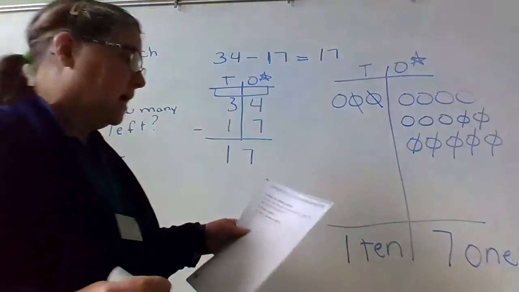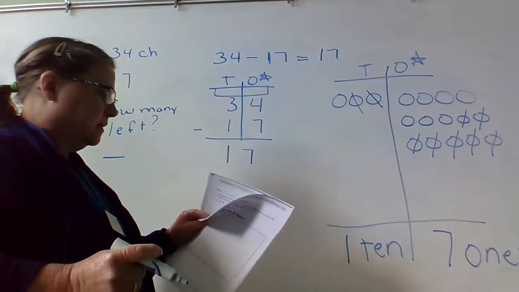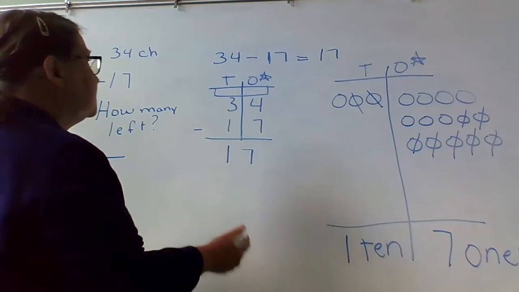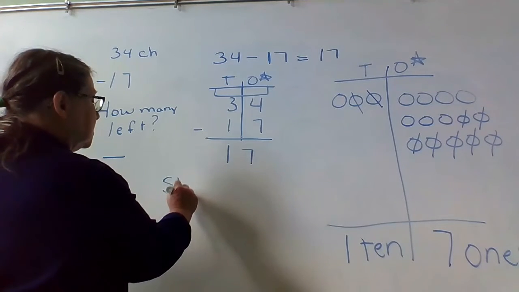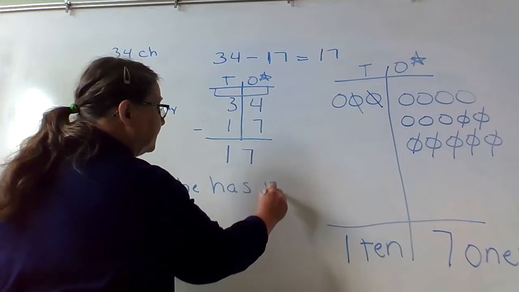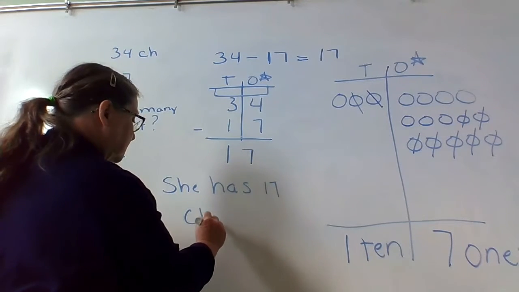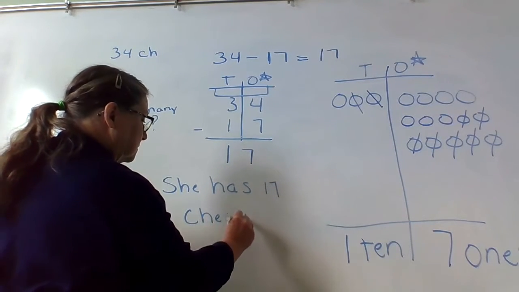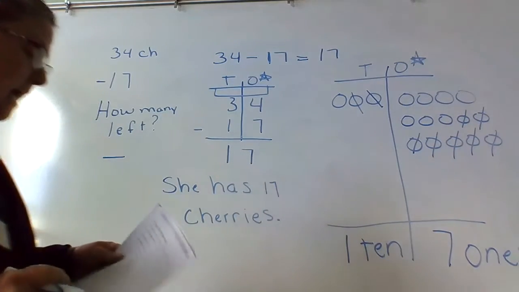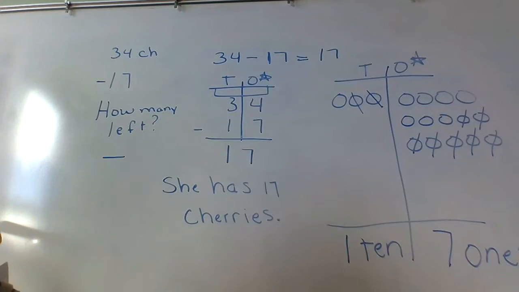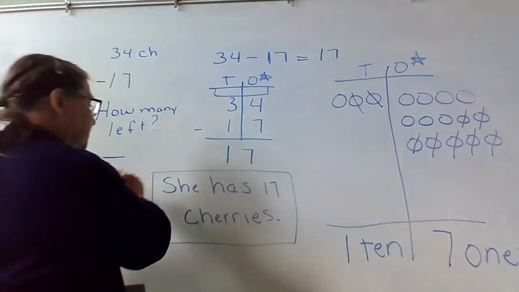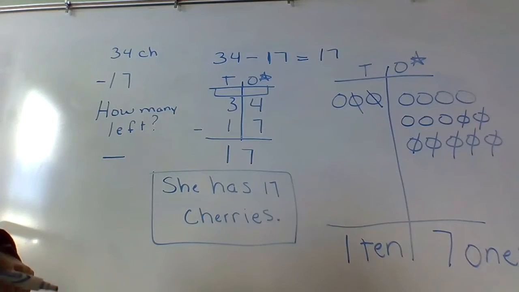So on the back side, you can write your sentence. She has 17 cherries. And that would be my sentence. She has 17 cherries. So that is my sentence that you can write on the back side. Even though there's not any lines back there, you can still write it on the back side.